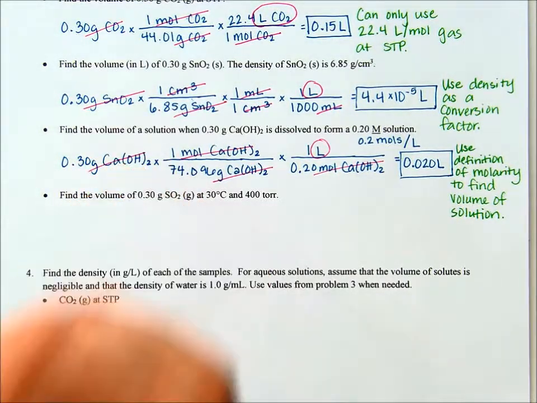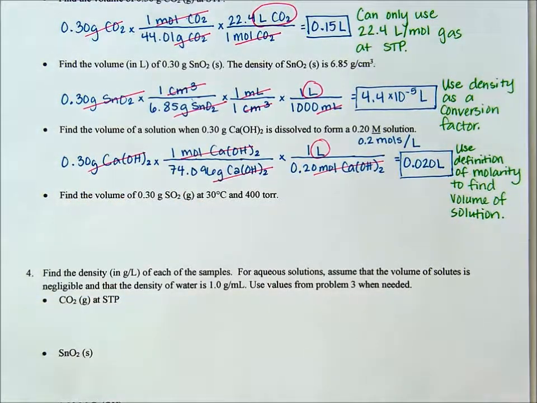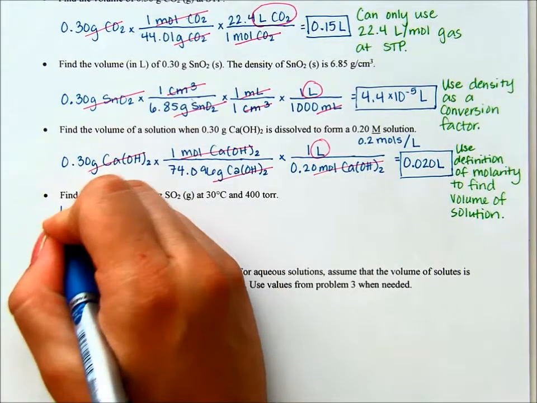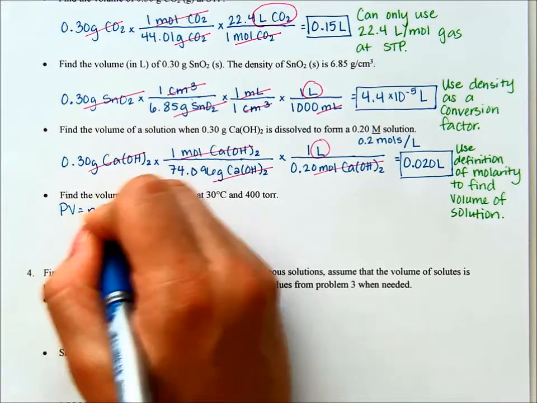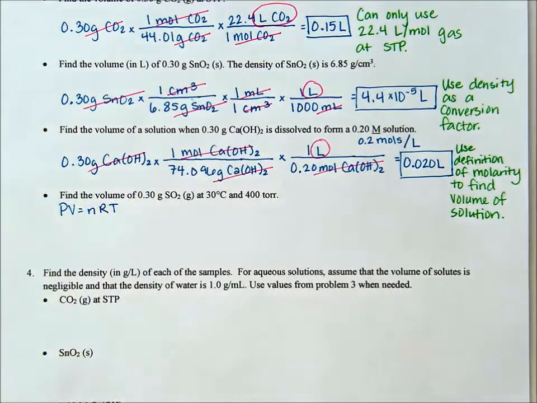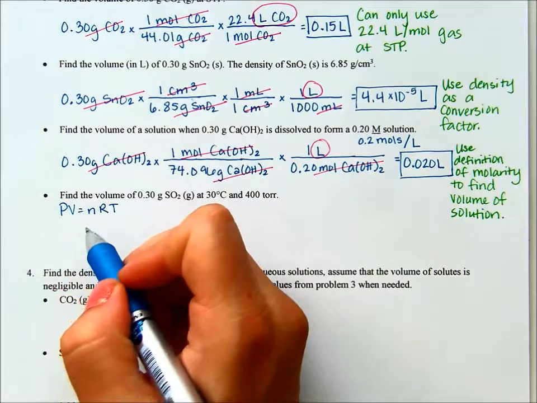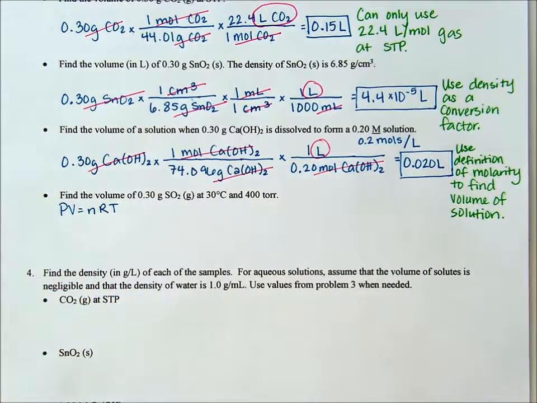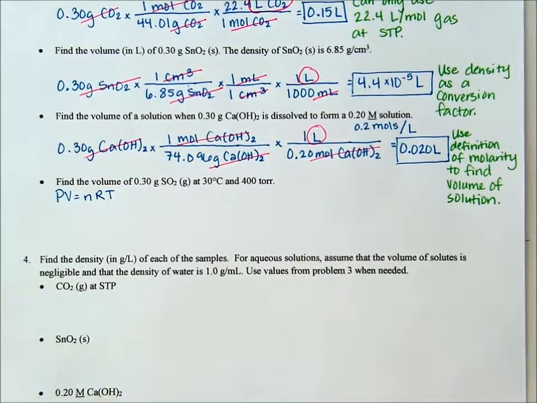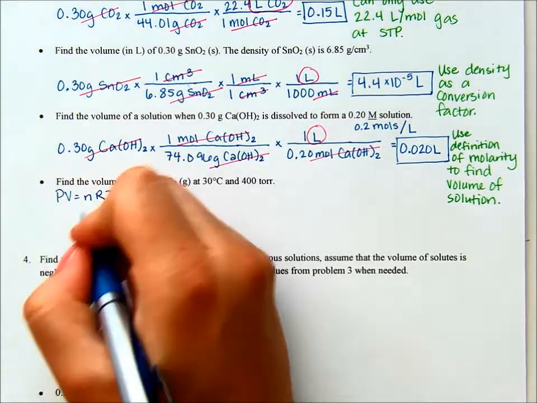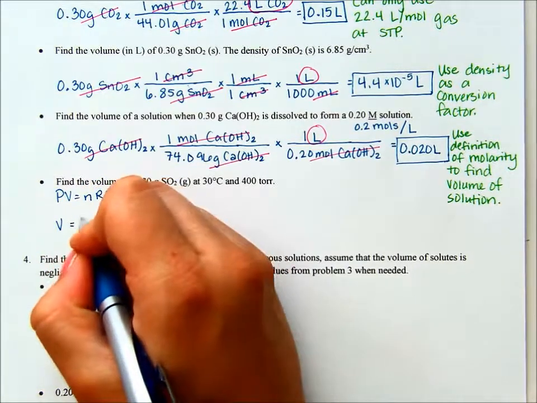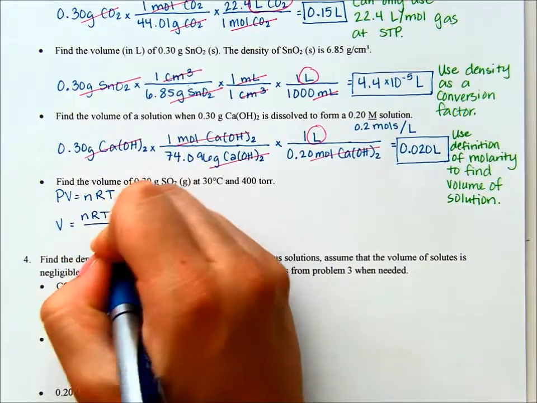So the ideal gas law, if you have not memorized it, is on the back of your periodic table, and it is PV equals nRT. So in this case, I'm going to find volume. What I like to do is rearrange my equations before I plug anything in. So I'm going to rearrange this for volume. That's going to give me volume equals nRT over P.